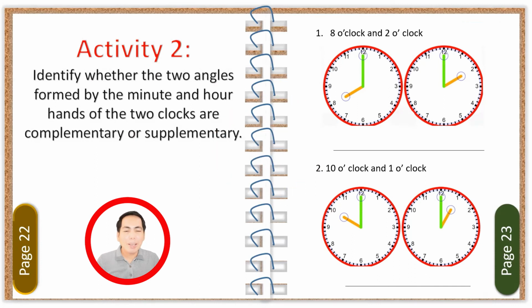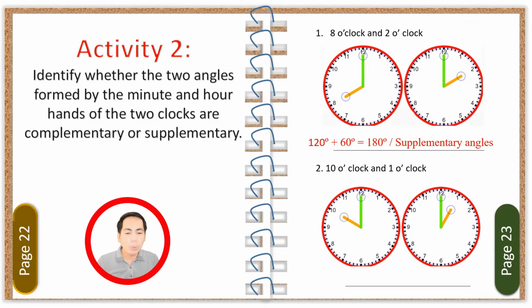Okay, time is up. Number 1 is 8 o'clock and 2 o'clock. So at 8 o'clock, the minute and hour hands form 30 plus 30, 60 plus 30 is 90 plus 30 is 120 degrees. While at 2 o'clock, we have 30 plus 30 is 60. We have 120 degrees plus 60 degrees that is equivalent to 180 degrees and they form supplementary angles.